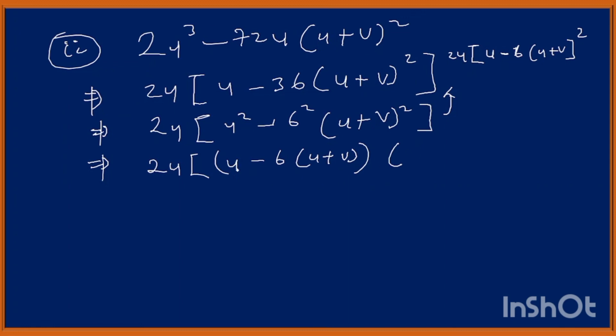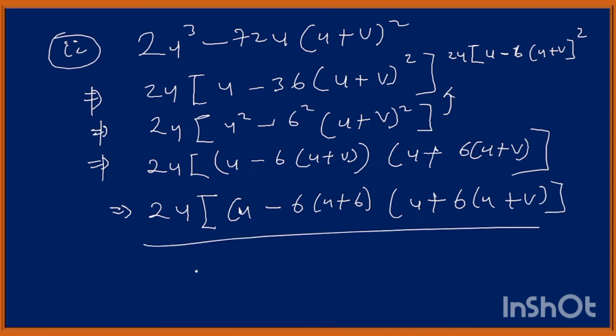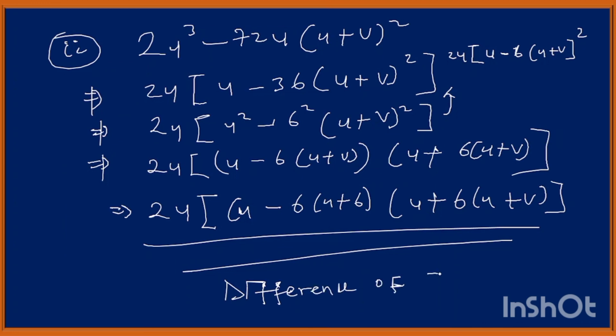So if I expand this, this is the symbol we are looking at. So this will be 2u from here, u minus 6 into u plus 6 bracket close. So this is the answer. 2u into u minus 6 into u plus 6. So this is the expression. So now, this is how to solve difference of two squares.